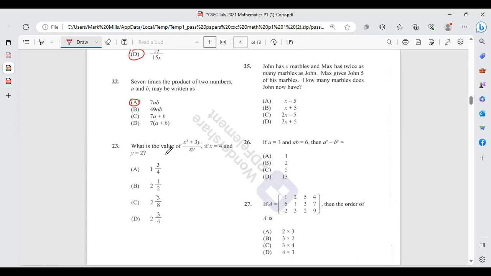Number 23. What is the value of x squared plus 3y over xy? So x is what? 4. 4 squared plus 3 times 2 over xy, which is 4 times 2. So we get 16 plus 6 over 8, which is 22 over 8. 2 goes 11 times, 2 goes 4. So this gives me 2 3 over 4, right? D. Everybody agree with me? Yes, sir.